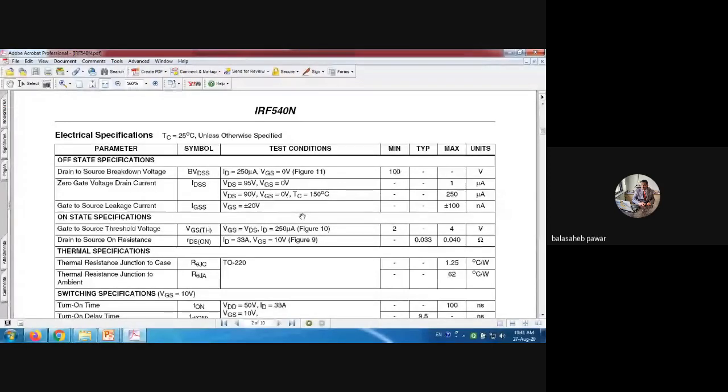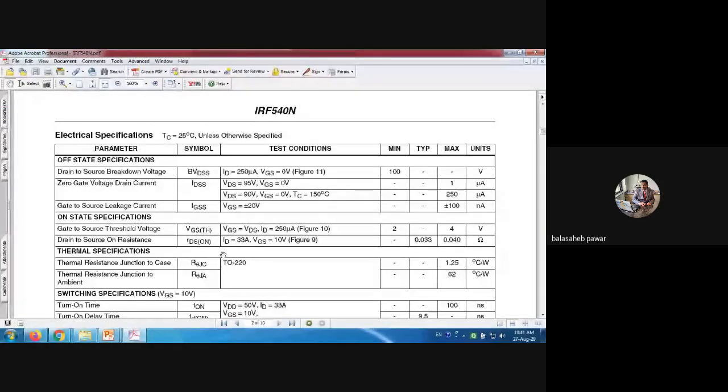So the first transistor may turn on at 2 volts, and the second transistor may turn on at 4 volts. I already explained the importance of this RDS on. Again, it depends, as I already told, on the value of VGS.